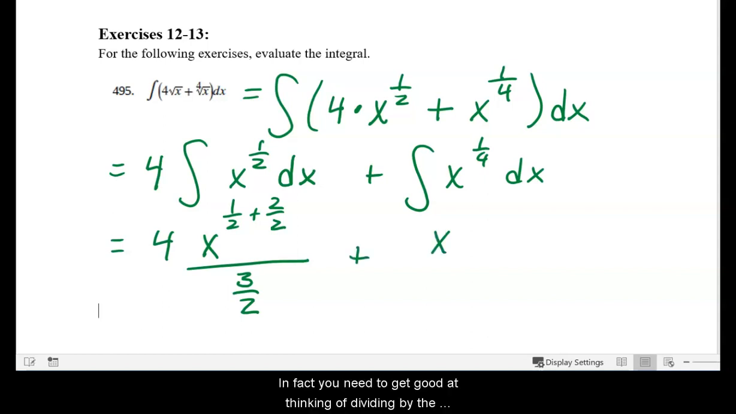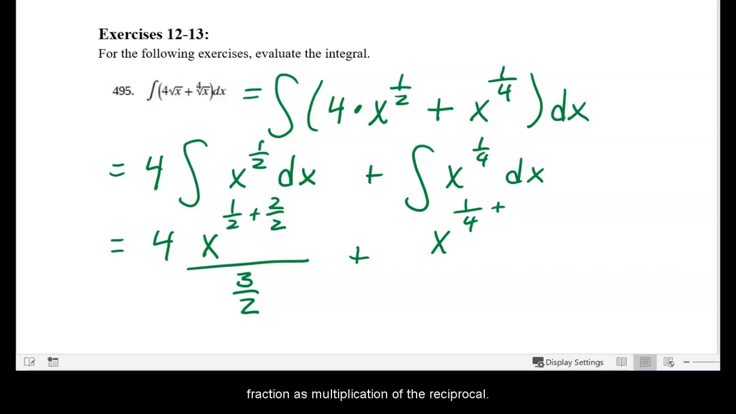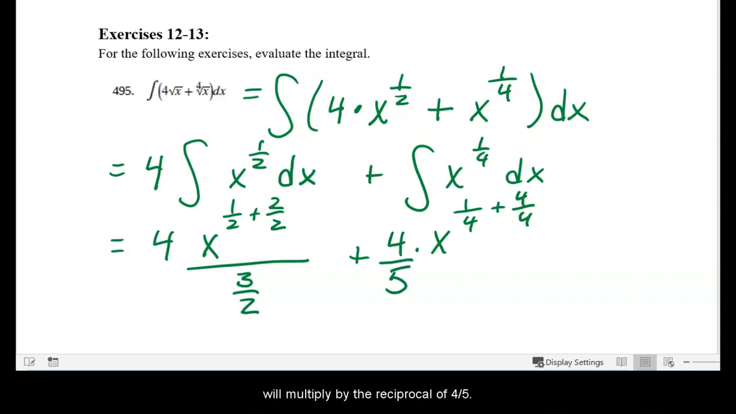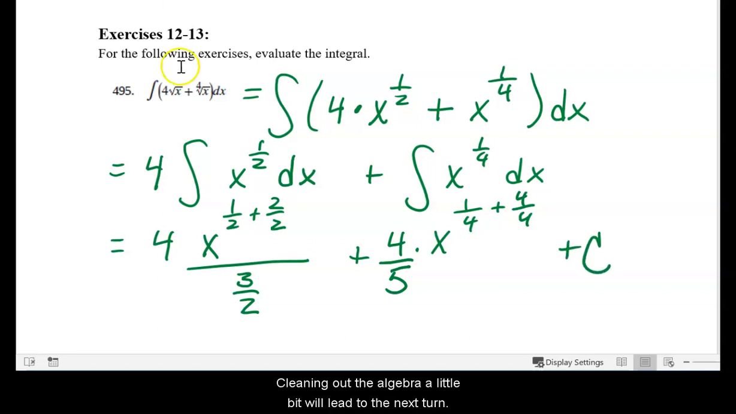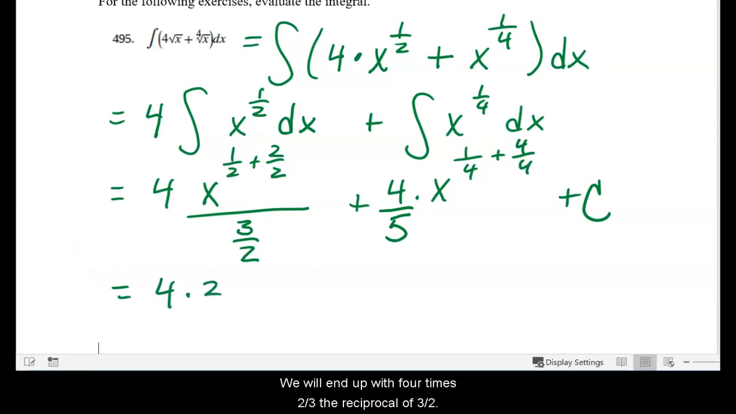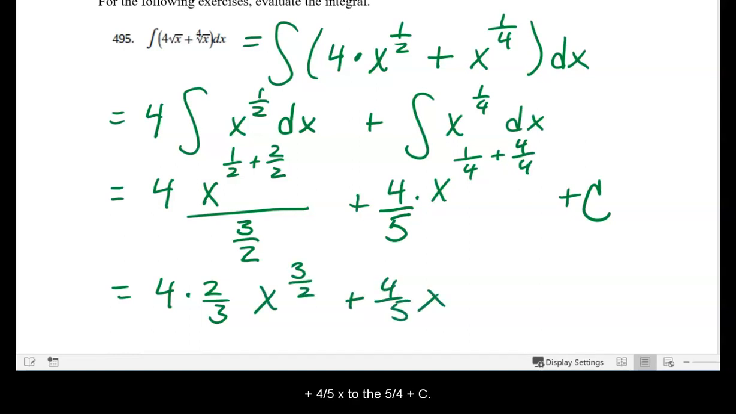In fact, you need to get good at thinking of dividing by a fraction as multiplication by the reciprocal, so that when I recognize the new power as 5 over 4, I know that I will multiply by the reciprocal 4 over 5. And don't forget plus c. Cleaning up the algebra a little bit will lead to the next term. We will end up with 4 times 2/3, the reciprocal of 3/2, x to the 3/2, plus 4/5 x to the 5 over 4 plus c.